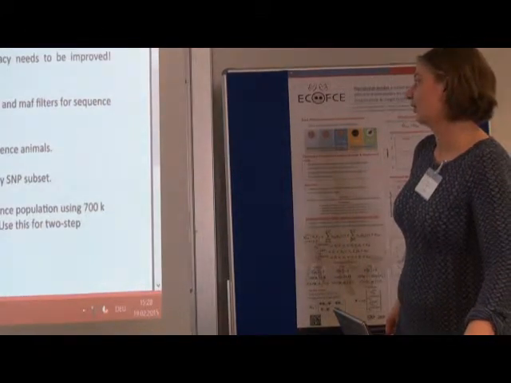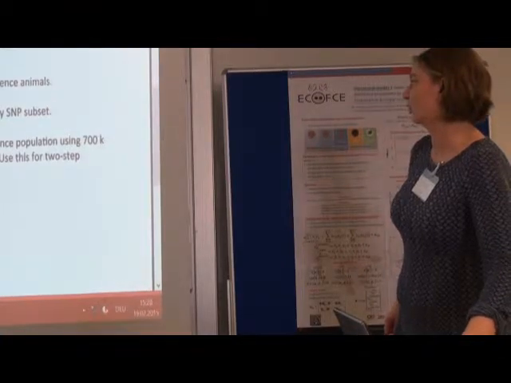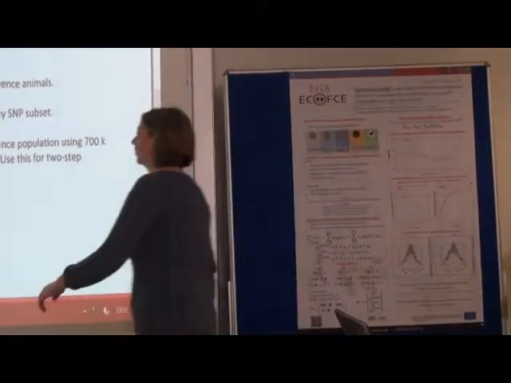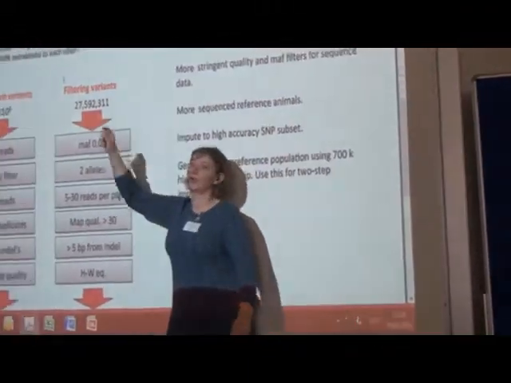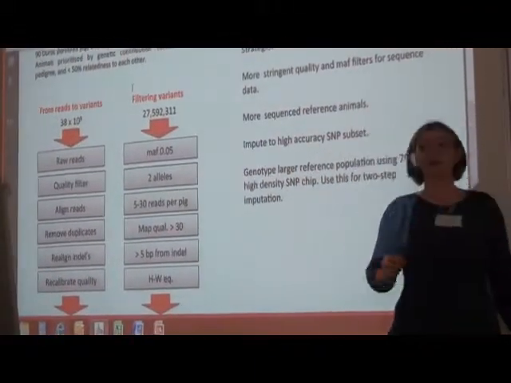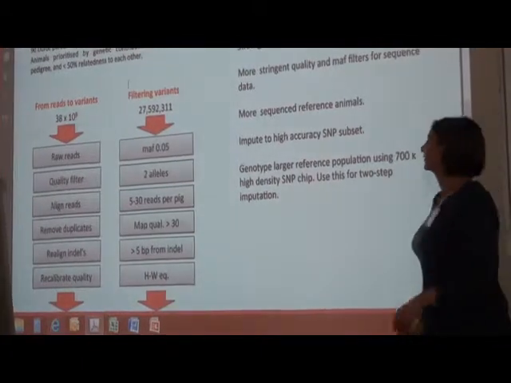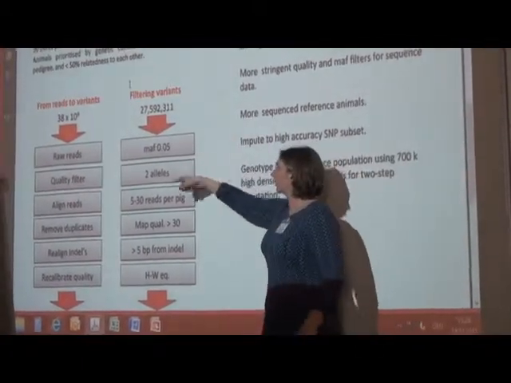So we go from a high number of raw reads. We do a lot of really interesting things here that you don't really want to hear about. We end up with almost 30 million potential variants, which we then filter.